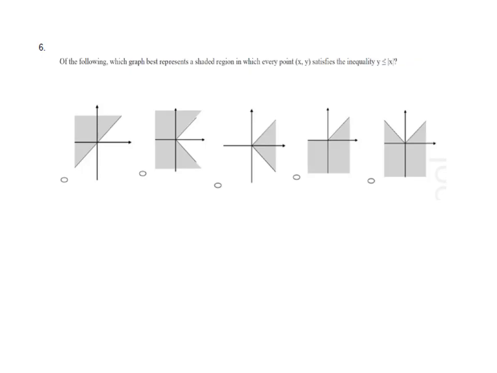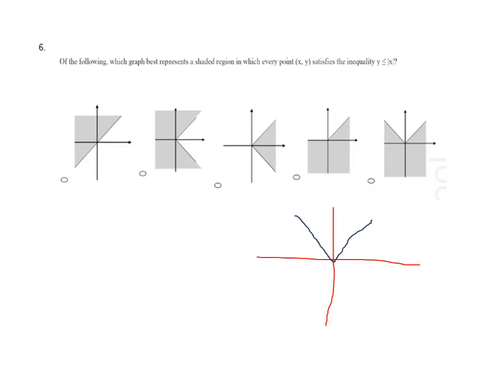Now, of the following, which graph best represents a shaded region in which every point x, y satisfies the inequality y less than or equal to absolute value of x? To solve this problem, we should know how the graphs look, right? So do you know the graph of y equal to absolute value of x? Let us see it.